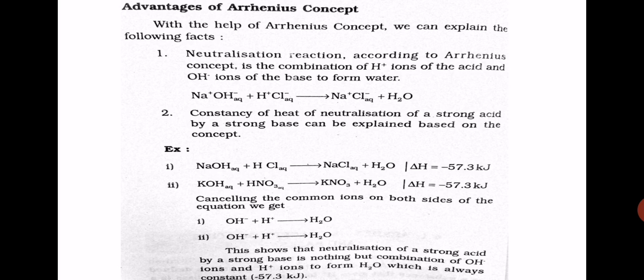Here again, as we compare to the second example, OH minus plus H plus also gives H2O. This gives us the neutralization of a strong acid by a strong base by combination of OH minus and H plus ions to form H2O. Here the delta H is always constant, that is minus 57.3 kilojoules.